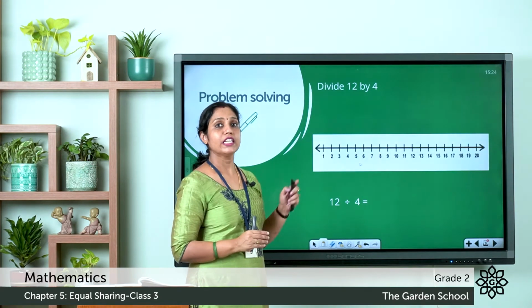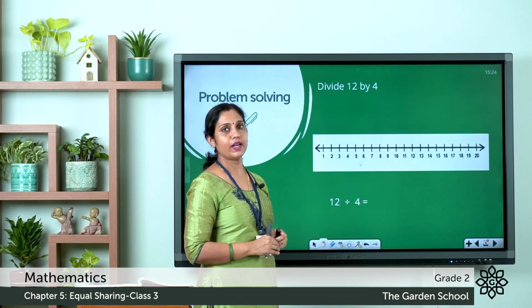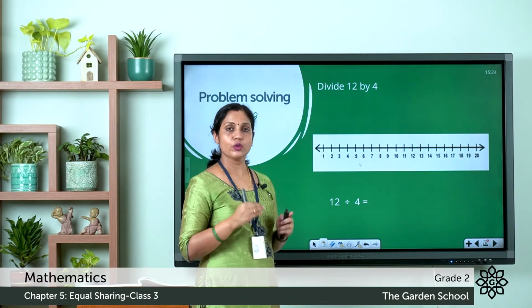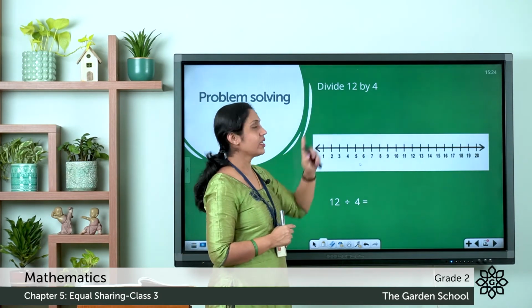Next we have divide 12 by 4. So you can see a number line here. We have to divide 12 by 4. So which is the dividend here? It is 12 and the divisor is 4.